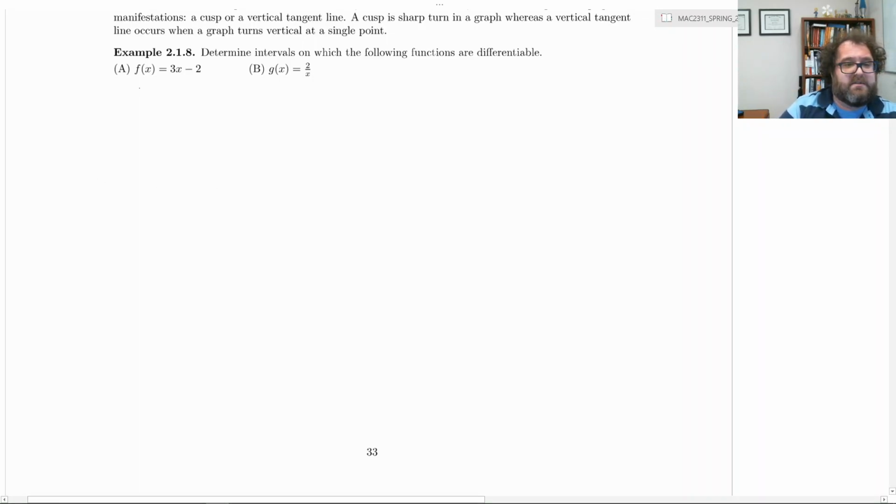Here, let's consider a first. So what is the domain of 3x minus 2? So the domain of 3x minus 2 has domain, well, what do you tell me? It's a linear, so all real numbers. Has domain all real numbers. So that's the domain of the original. What's the domain of the derivative?